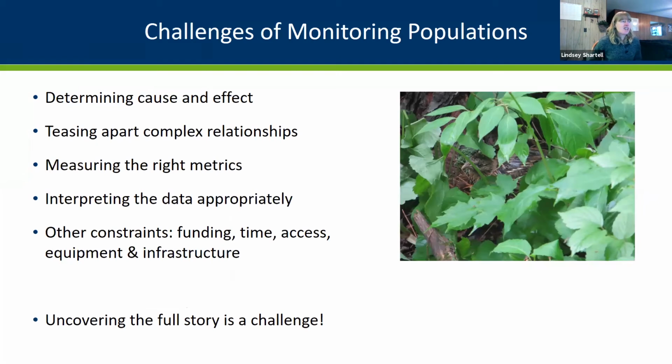Clearly, there are many challenges in monitoring wildlife populations. Determining cause and effect, teasing apart complex relationships, measuring the right metrics, interpreting the data appropriately, and the usual constraints of funding, time, access, equipment, and infrastructure make uncovering the full story a real challenge.